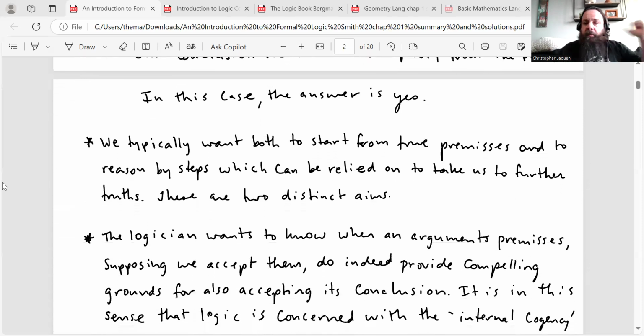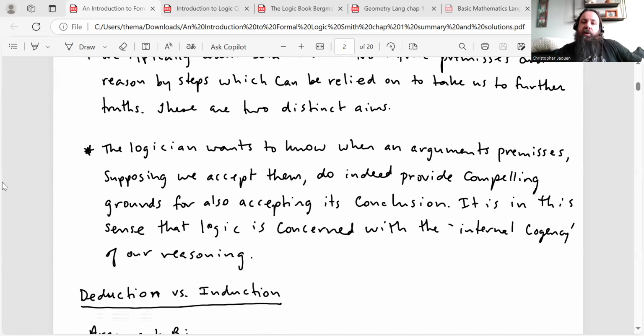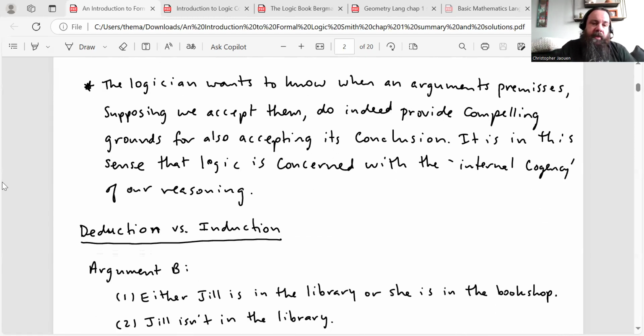We typically want both to start from true premises and to reason by steps which can be relied on to take us to further truths. These are two distinct aims. The logician wants to know when an argument's premises, supposing we accept them, do indeed provide compelling grounds for also accepting its conclusion. It is in this sense that logic is concerned with the, quote, internal cogency of our reasoning.